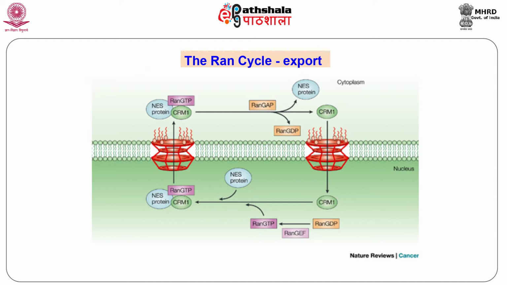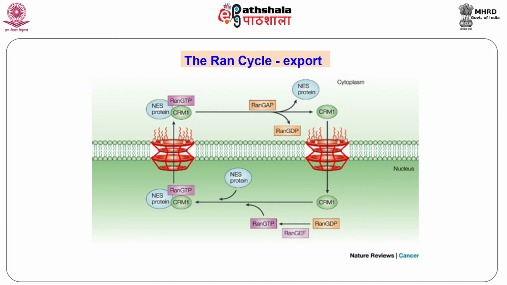Such proteins form a complex with CRM1 and RAN GTP before they are exported out of the nucleus. CRM1 is shown as green circle and RAN GTP as violet rectangle in the figure. These complexes pass through the nuclear pore complex and reach the cytoplasm. In the cytoplasm, RAN GTP is hydrolyzed to RAN GDP by RAN GAP, which can be seen as yellow rectangle in the figure. RAN GAP is RAN GTPase activating protein.